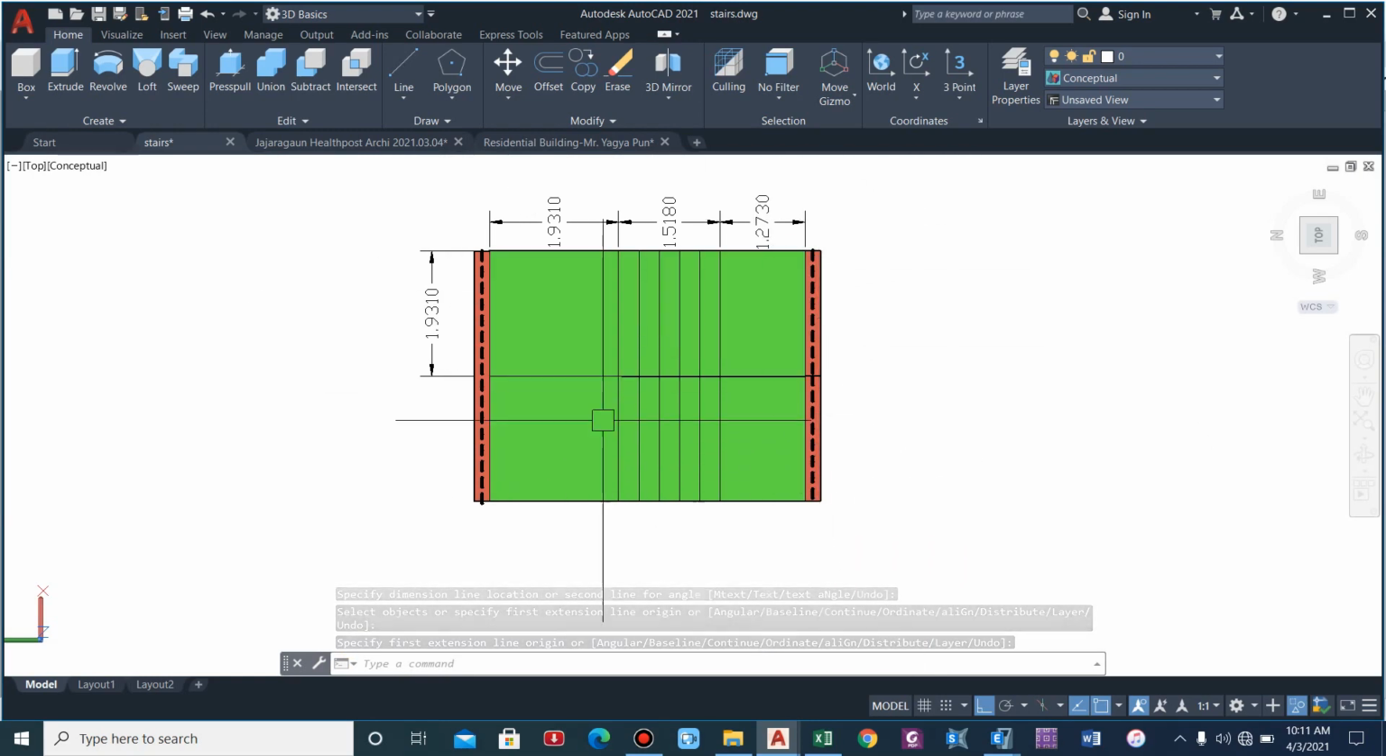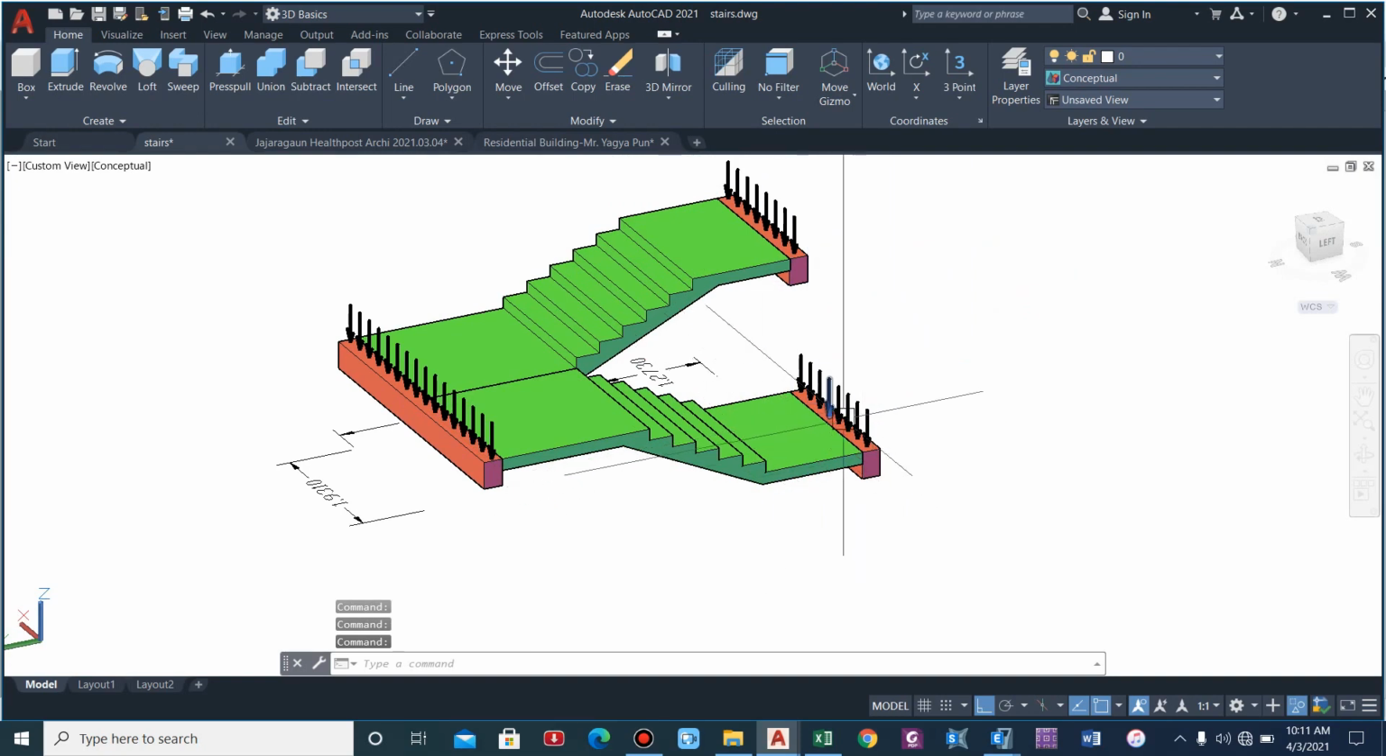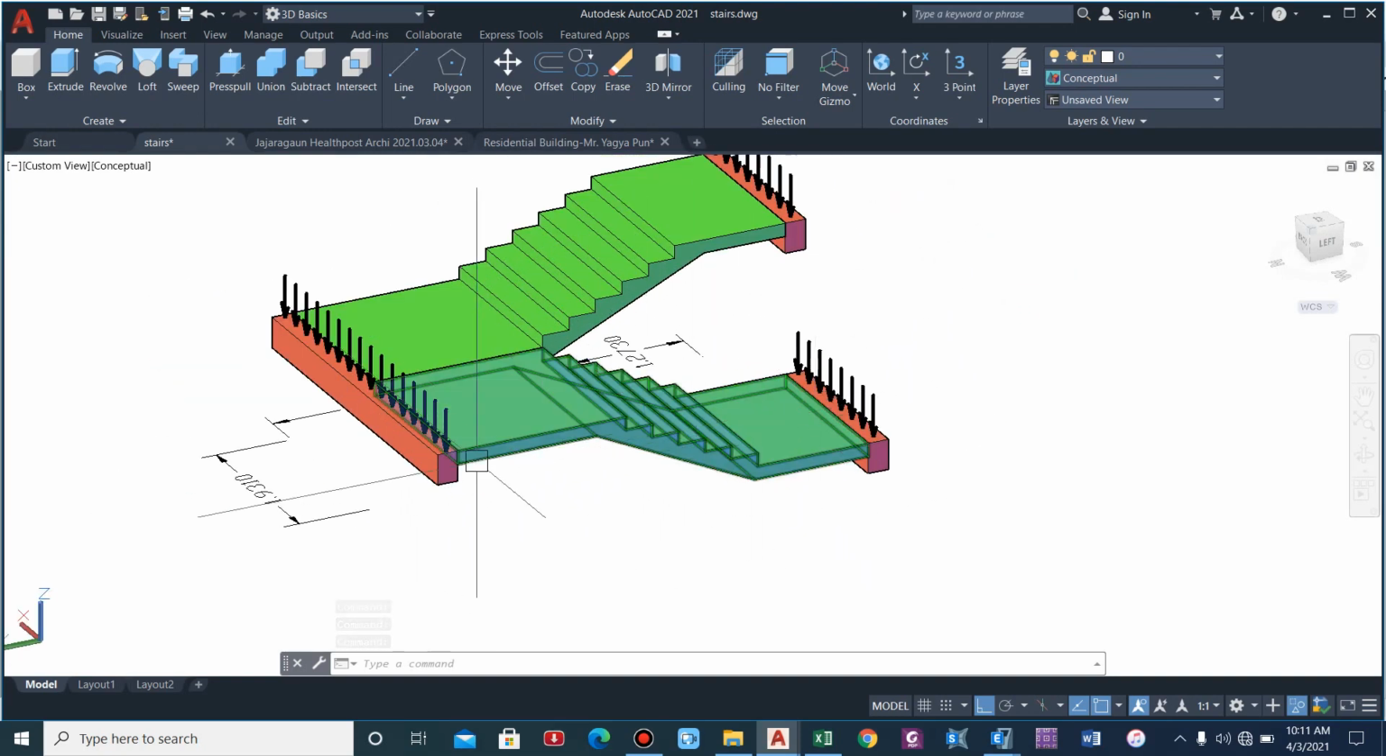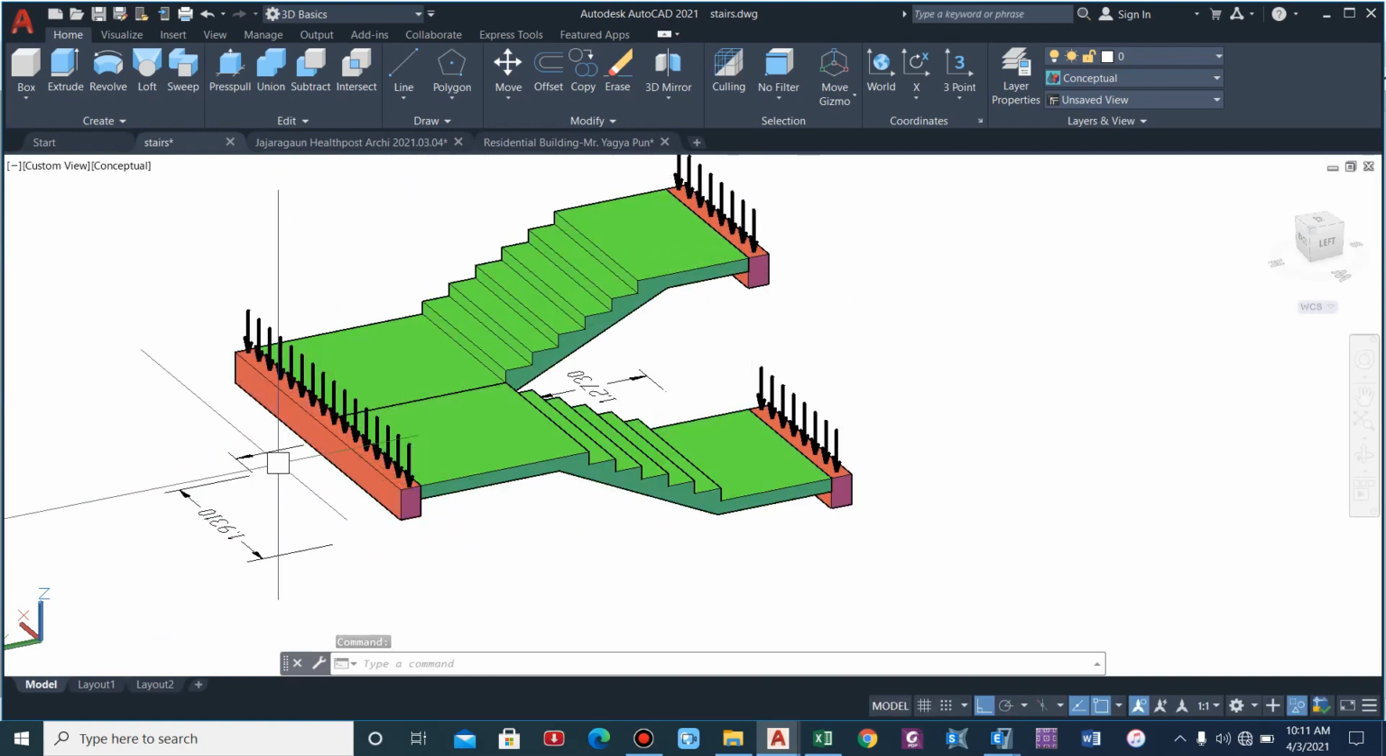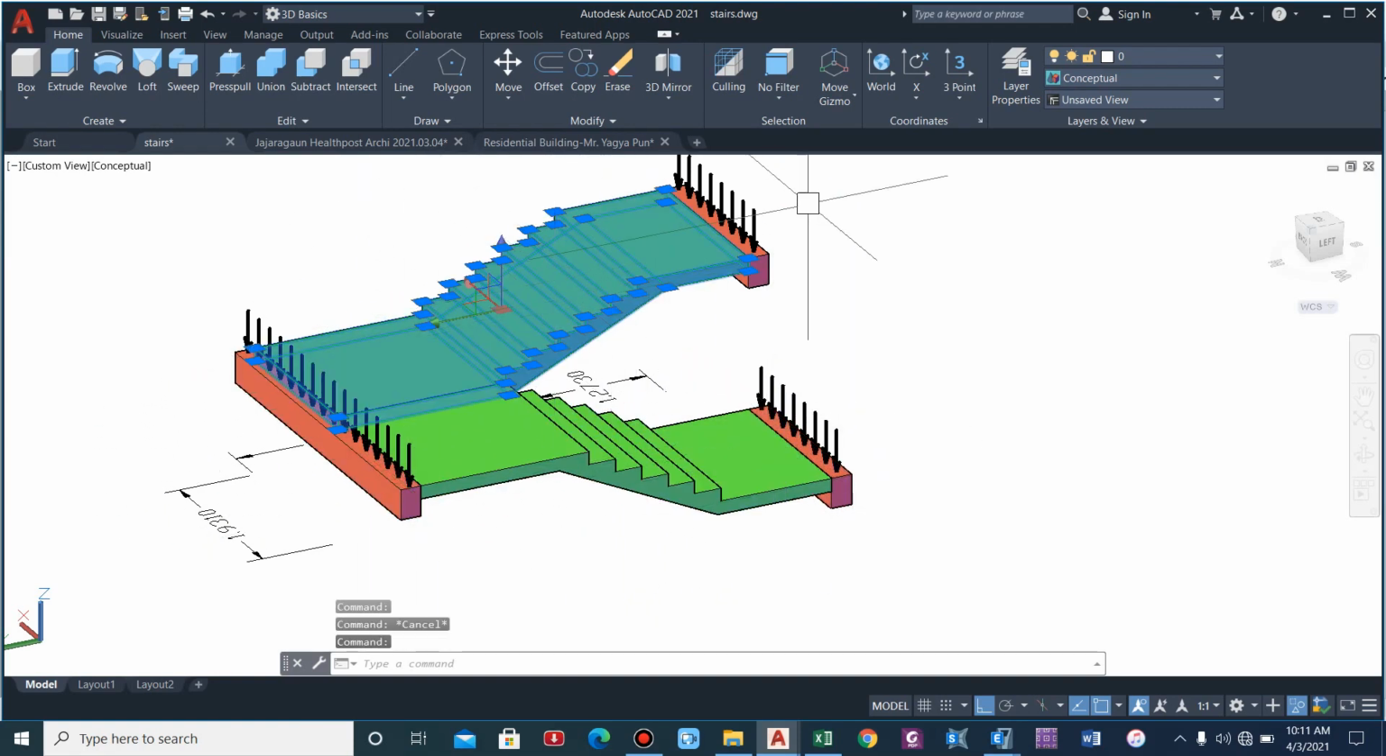Now if we see this in 3D view, this is the first flight and this is the second flight, and the flight is supposed to rest on the mid landing beam and similarly the floor beam. The idea is that we have to calculate the load and distribute it on the beam on which the staircase is supposed to rest. If we consider this first flight, then the general idea is that half of the load of this flight is distributed on this beam and half of the load is distributed on the floor beam. Similarly for the second flight, half of the load will be distributed on this beam and half on this beam.